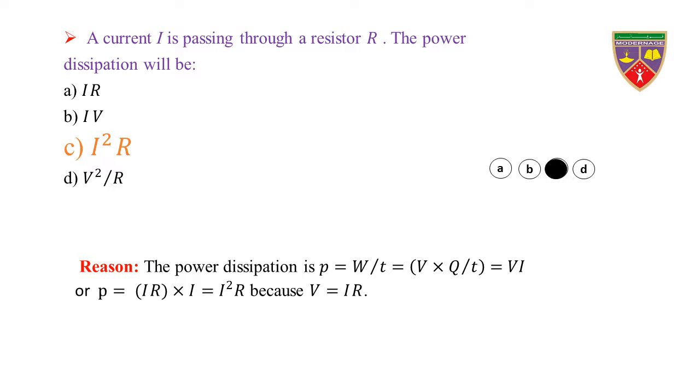Reason. The power dissipation P is equal to work divided by time, which is equal to V into Q, which is the work done on charge Q due to the potential difference V, divided by T, which is equal to V into I, because Q divided by T is equal to I. Or the power dissipation is equal to IR into I, which is equal to I square R, because V is equal to IR. Hence, the power dissipation is I square R.